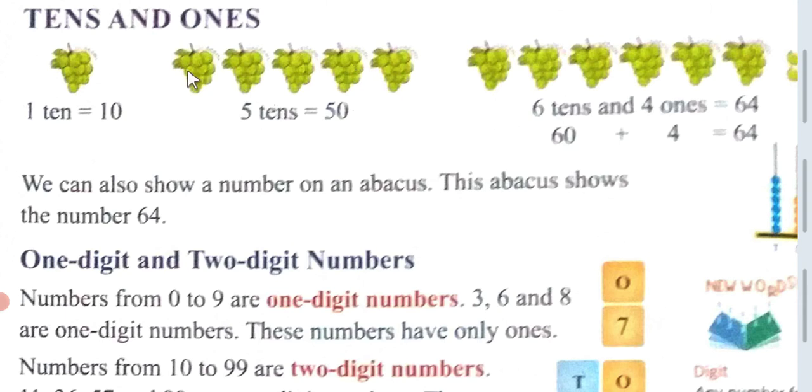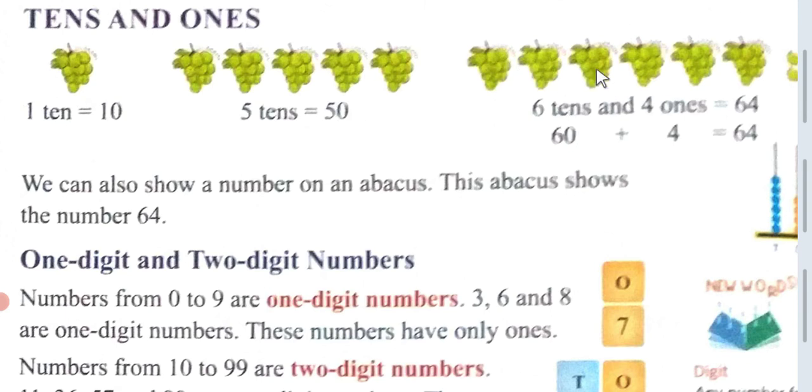Each bunch has 10 grapes. So if you add 10 five times, 10 plus 10 is 20, plus another 10 is 30, plus 10 is 40, and plus 10 is 50. So 5 times you count and add, so the answer will be 50.